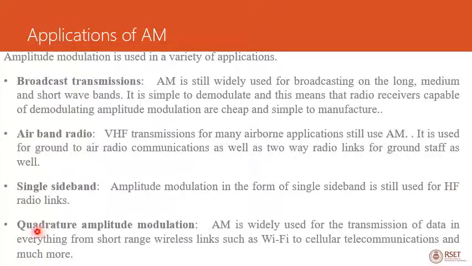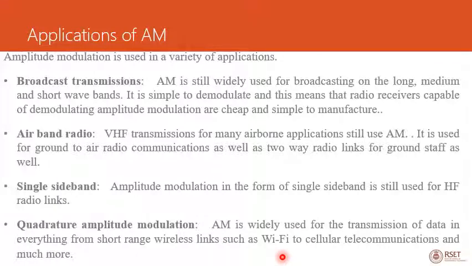Then next is quadrature amplitude modulation. It is widely used for the transmission of data in everything from short range wireless links such as Wi-Fi to cellular telecommunications and much more. With the help of quadrature amplitude modulation, we are able to transmit data over wireless links such as Wi-Fi and cellular telecommunication and much more.